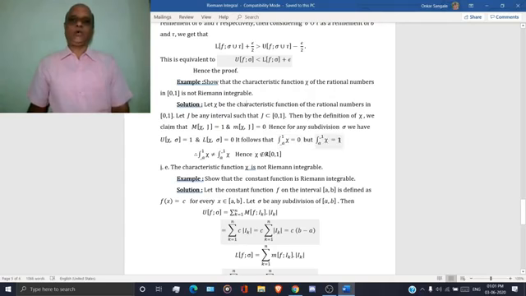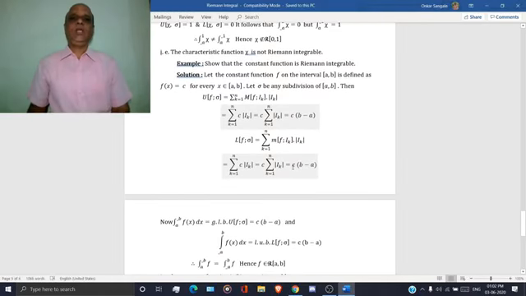So 0 is not equal to 1 on the right side, and therefore the left hand sides are also not equal. Therefore the lower integral of chi is not equal to the upper integral of chi, and hence the characteristic function chi does not belong to the class of Riemann integrable functions over the closed interval [0, 1]. That is, the characteristic function chi is not Riemann integrable. Now we will see another example where the function is Riemann integrable.